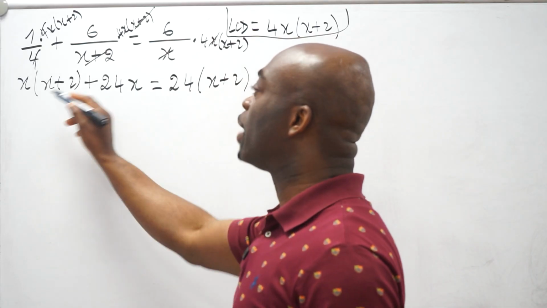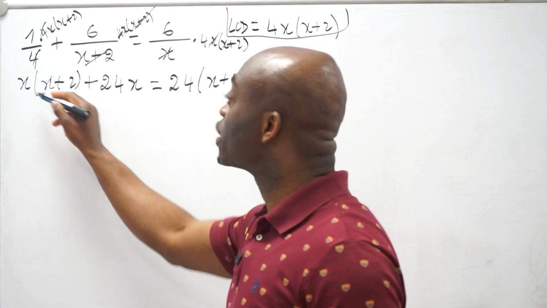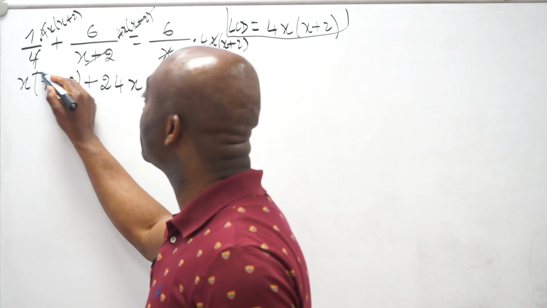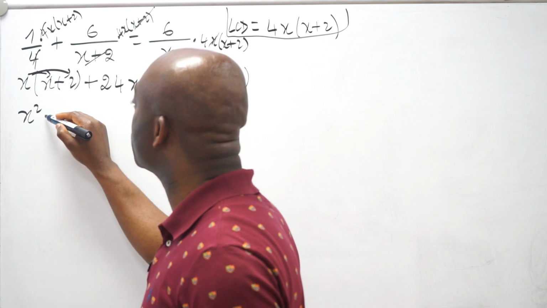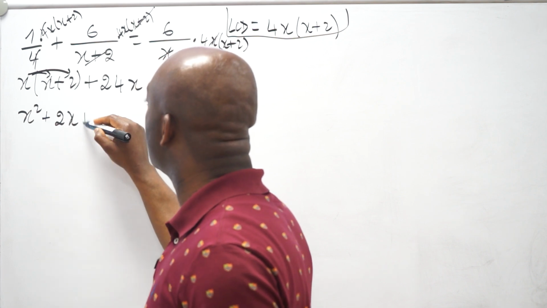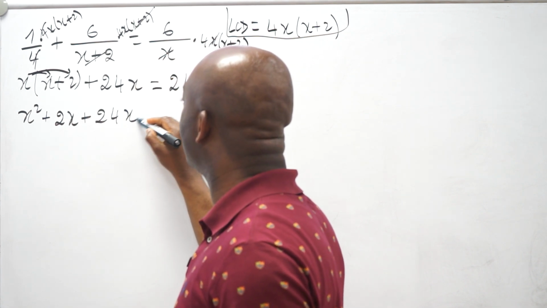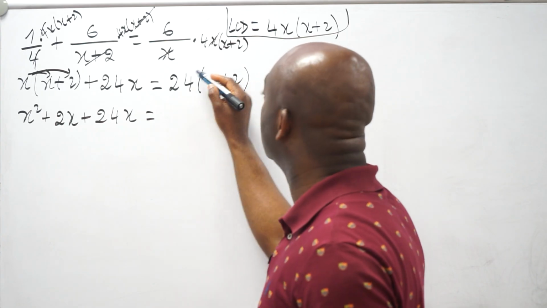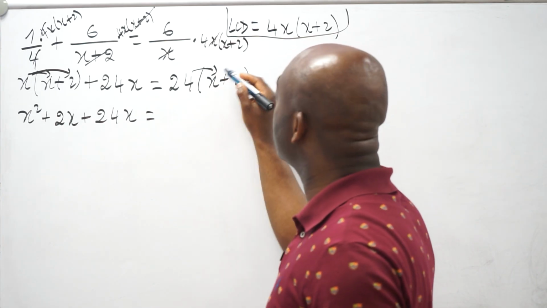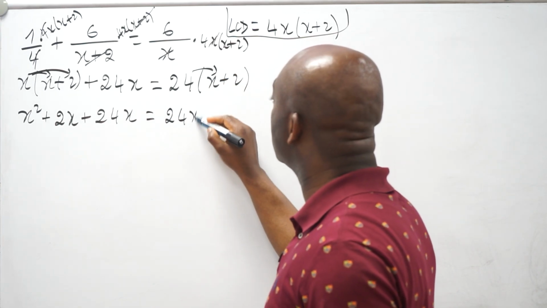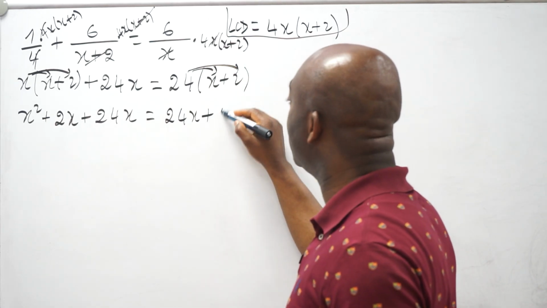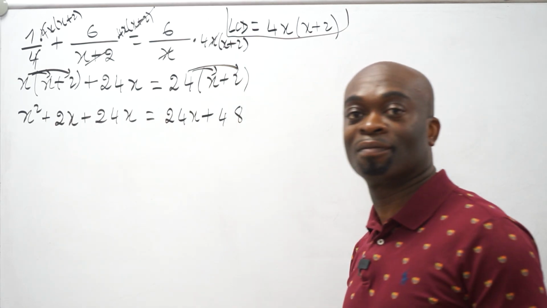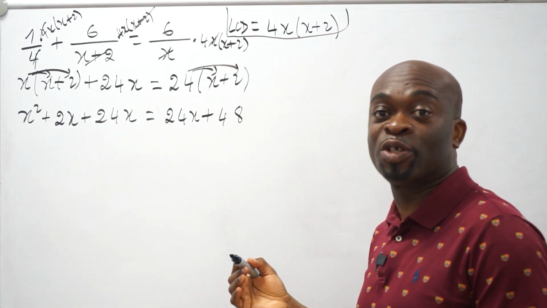So now we're going to have to expand these expressions by distributing. x times x is x squared. x times 2 is positive 2x, plus 24x. And this one is equal to what? 24 times x gives us 24x. 24 times 2 is going to give us 48. Are we good?